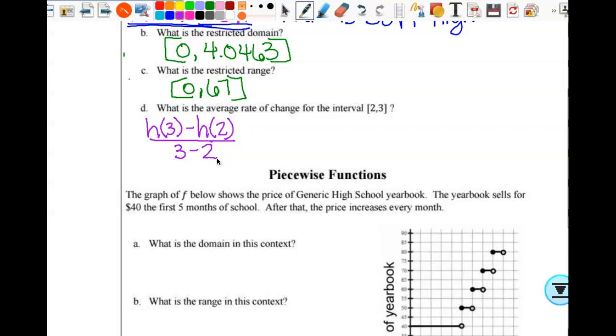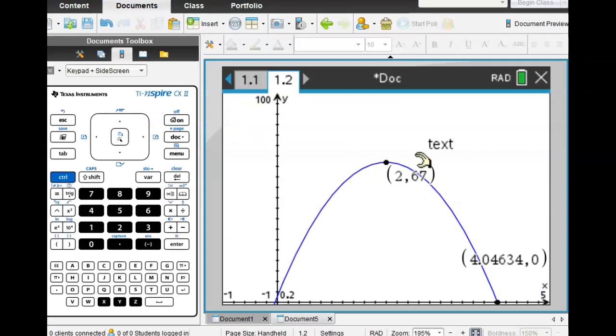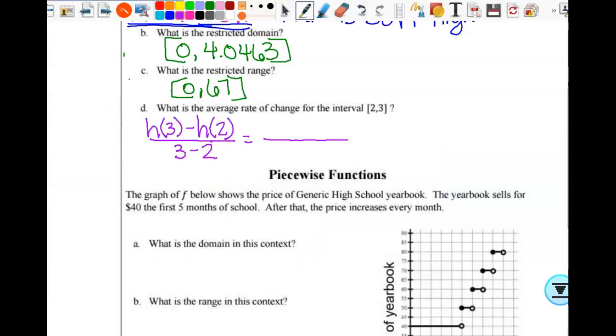Now, let's look back at the stuff that we have found. Let's see if we actually know any of this already. Have we found h of 3? We haven't, have we? All right, have we found h of 2? We have. What is it? 67. Okay, we didn't write it down like that, but if you look at your graph, when t is 2, h is 67. So I actually do have that one. So this will be something like 67 over 1.